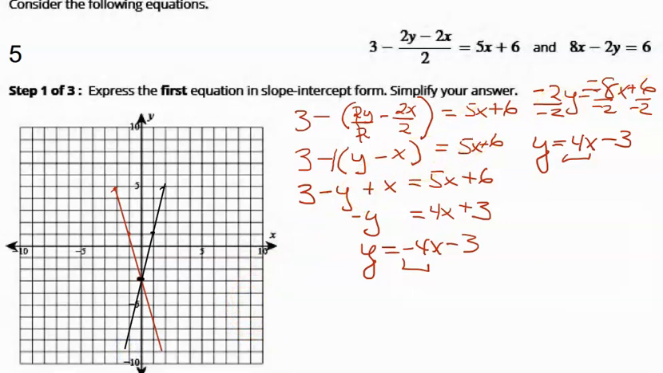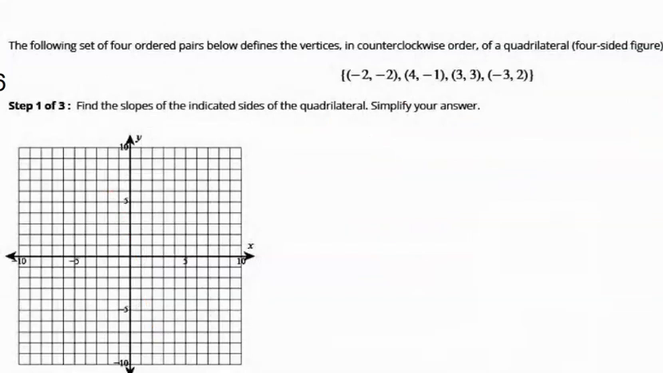Okay, I think there's one more to go, and again, lots of practice. Now, for this one, they want you to look at these points, and they define vertices of the quadrilateral, the four-sided figure that results. And then they say, find the slopes of the indicated sides and simplify your answer. Now you could use the slope formula, but I'm going to use the diagram.